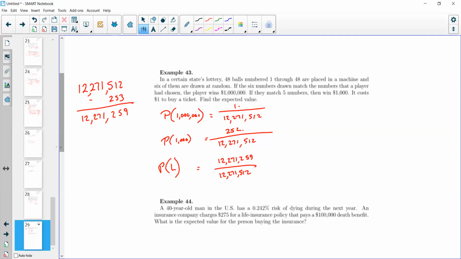So what's the outcome if we win $1 million? What's the net gain? 999,999 because we paid the $1 in. And here it's simply what? 999. And here it's -1.